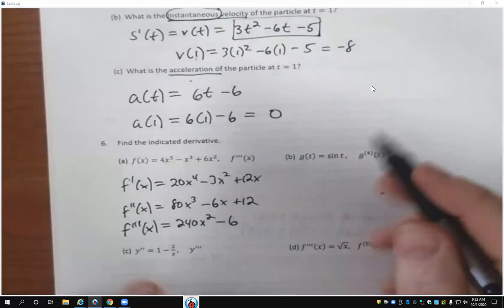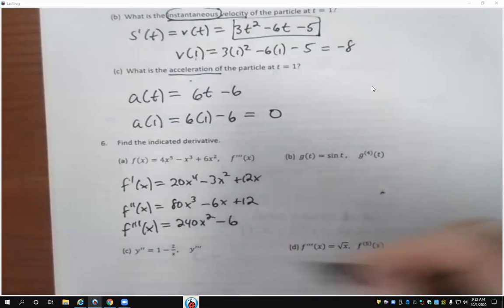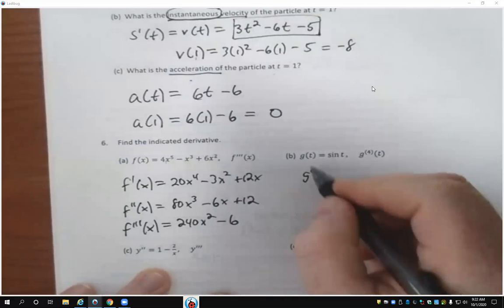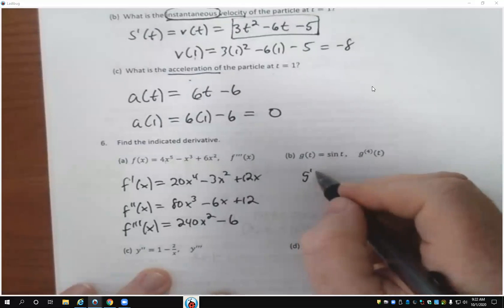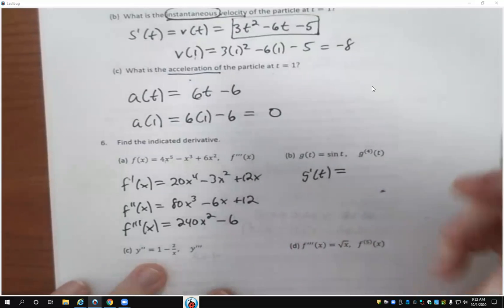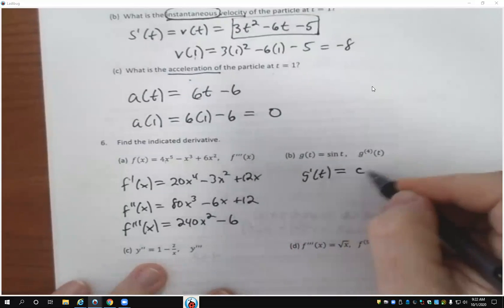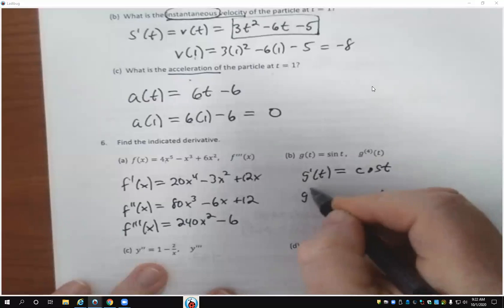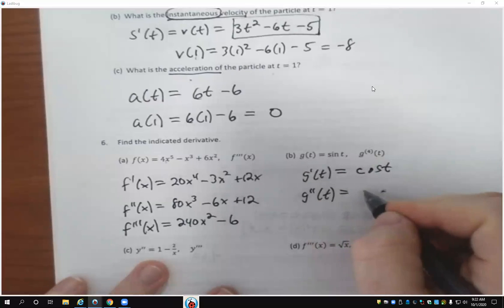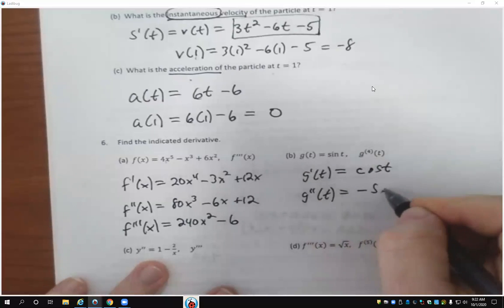All right, we'll do B and then we'll call it a day. These are just memorized ones, okay? It asks us to find the 4th. We're given g of t. So g prime of t. What's the derivative of sine? Cosine. What's the derivative of cosine? Negative sine.